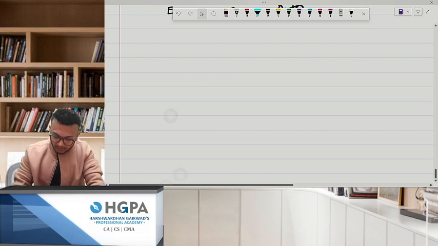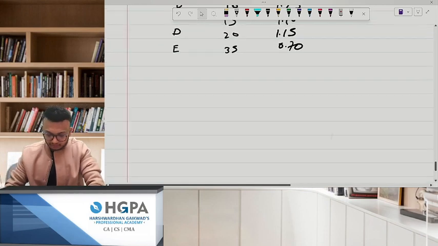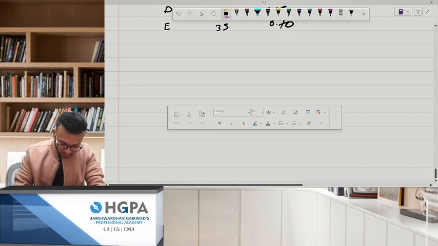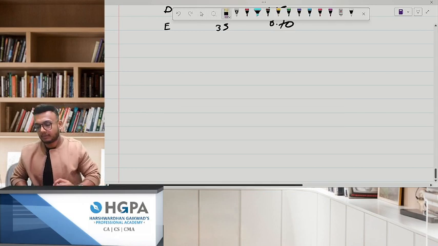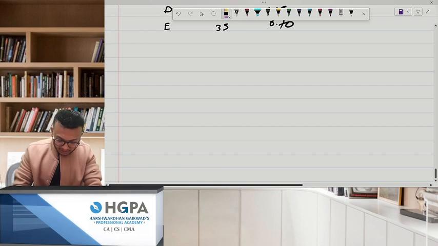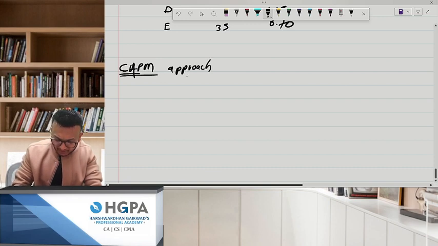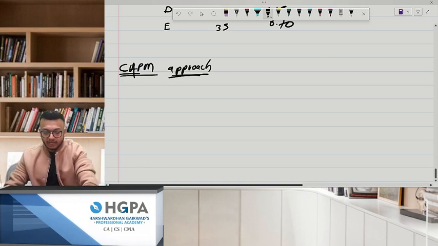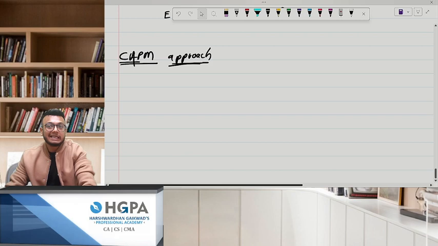Now there is one more formula which is used widely everywhere. Pay attention. And that is the CAPM approach. I'll tell the full form also. It is capital asset pricing model. It was there in your CMA intermediate.